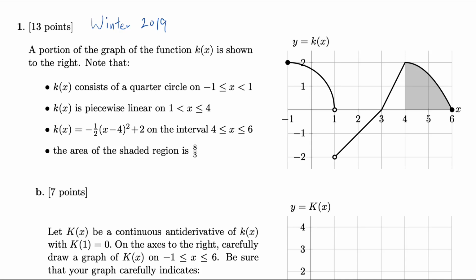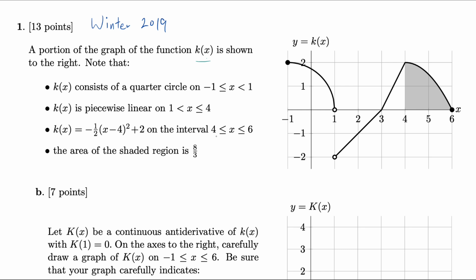A portion of the graph of the function k of x is shown to the right, and they give us a bunch of information about k of x. For example, from -1 to 1, this part of the function is a quarter circle, so it's 1/4 of a circle. And from 1 to 4, the function is piecewise linear, so we have a line from 1 to 3, and we have another line from 3 to 4. So you have two pieces of lines.